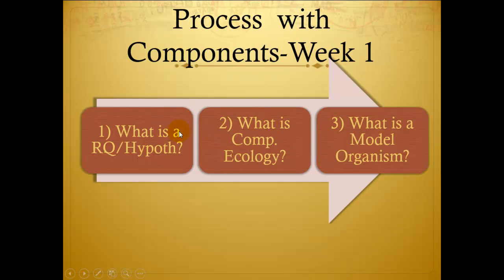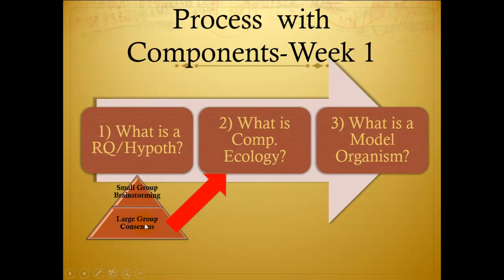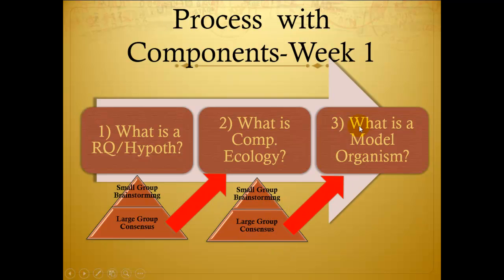Once we have these two down, then the third thing you're going to do is ask, well, what is a model organism? And it's going to be the same process. Small group brainstorming, large group consensus. We can start to build on this then, and asking how are we going to study that? Again, small group brainstorming, large group consensus, which then allows us to start breaking this down even more.